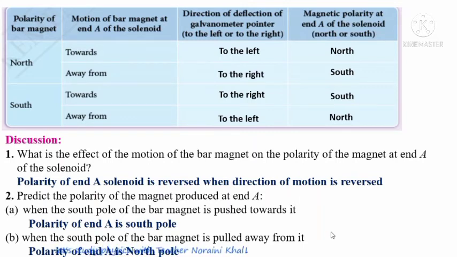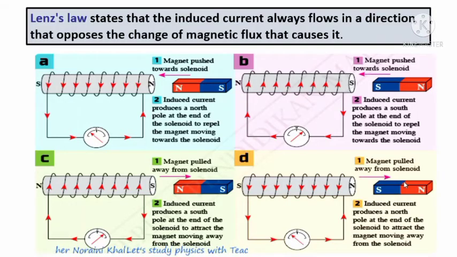So you must understand Lenz's law in order to determine direction of deflection of galvanometer pointer or to determine direction of current in the solenoid. Let's discuss more so that you will understand better the situation. According to Lenz's law, the induced current always flows in direction that opposes the change of magnetic flux that causes it.